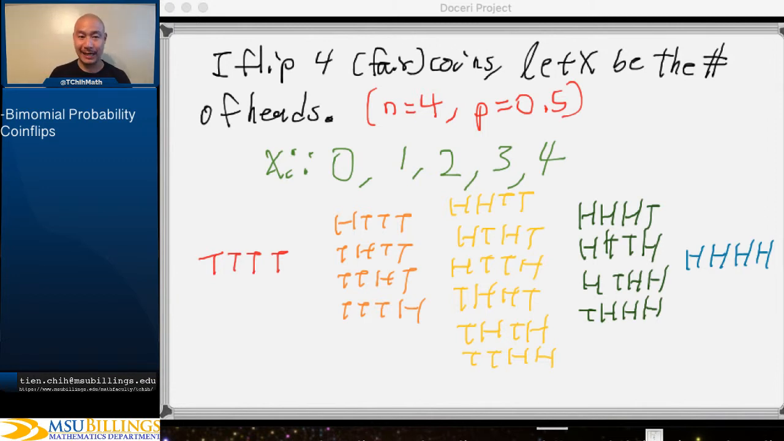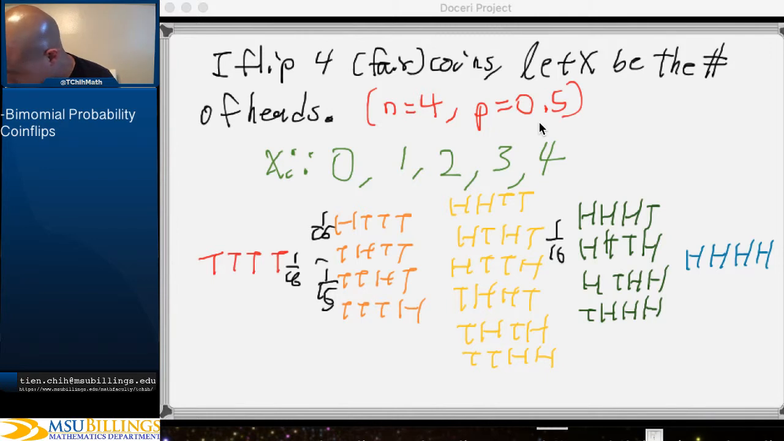And note that, again, this is special because p is 0.5, so all of these outcomes are equally likely. So this one has a 1/16th chance of happening. That one has 1/16th. That one has 1/16th.